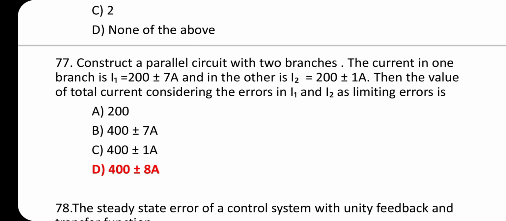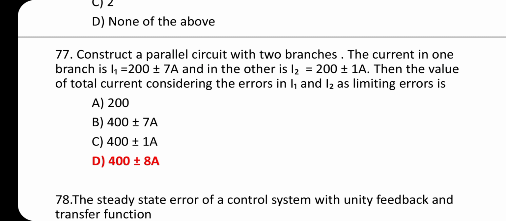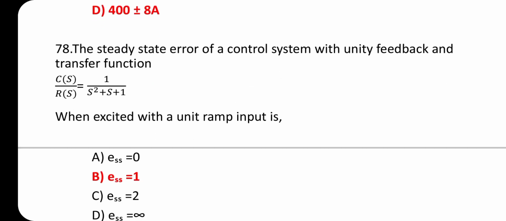77. Construct a parallel circuit with two branches. The current in one branch is I1 equal to 200 plus or minus 7 ampere and in the other is I2 which is equal to 200 plus or minus 1 ampere. Then the value of total current considering the errors in I1 and I2 as a limiting error is option D, 400 plus or minus 8 ampere.